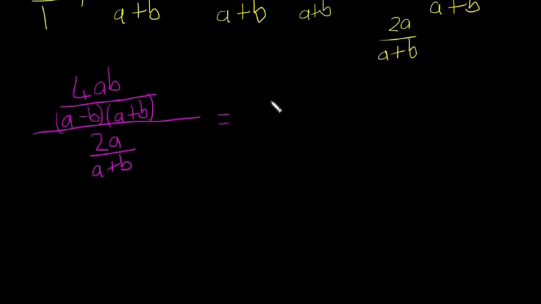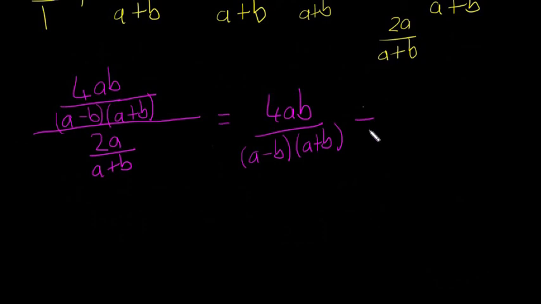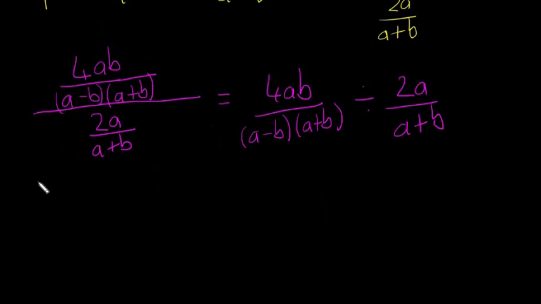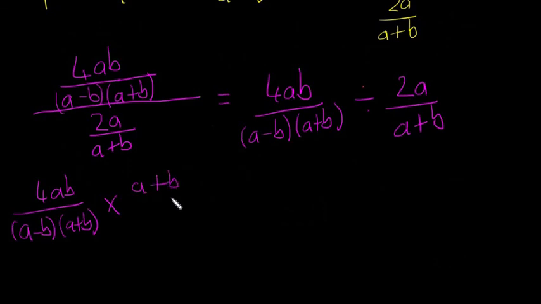Okay, so again, this can be rewritten as 4ab over, so it's going to be a minus b, a plus b, divided by, so notice this is one fraction divided by another fraction, 2a over a plus b. So hopefully we know what to do with that now. It's going to be 4ab over a plus b multiplied by the second one upside down, or inverted, or flipped, whichever one you want to call it. Okay, so I'm going to multiply those, which is just again top by top, bottom by the bottom.